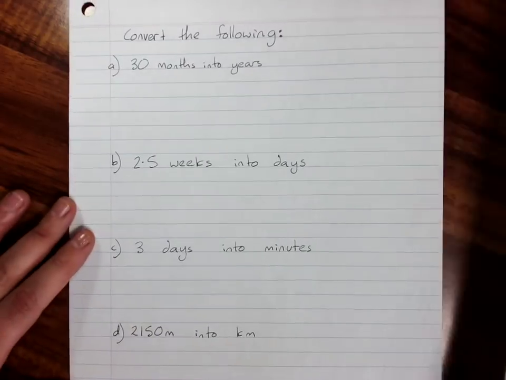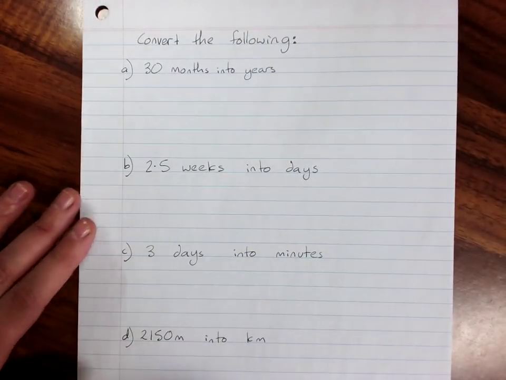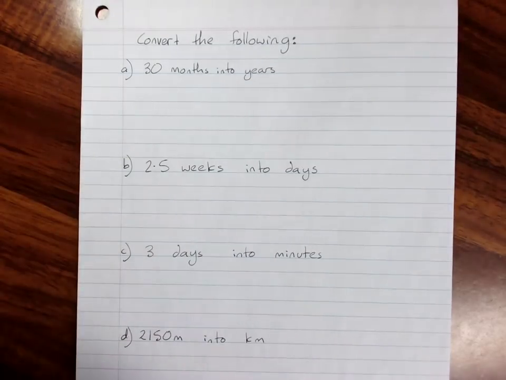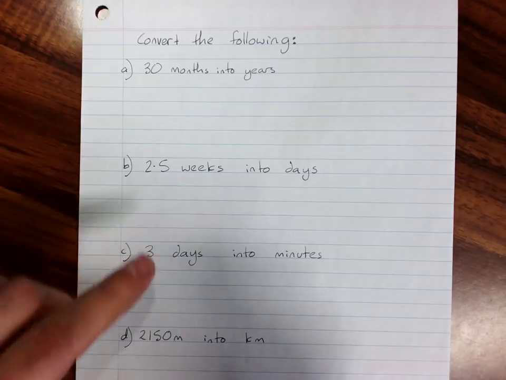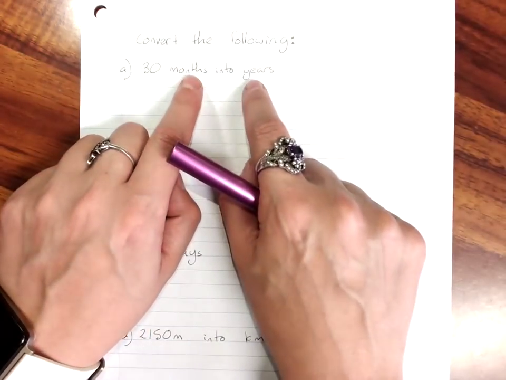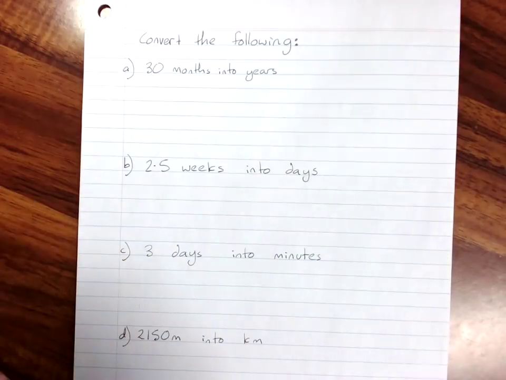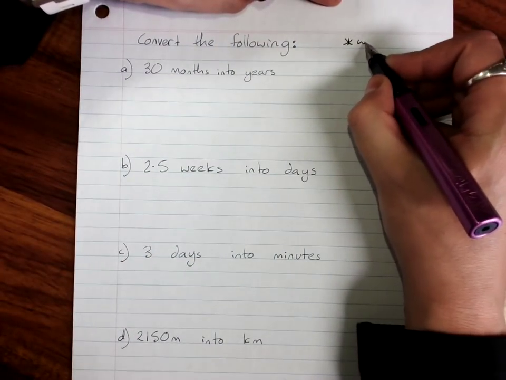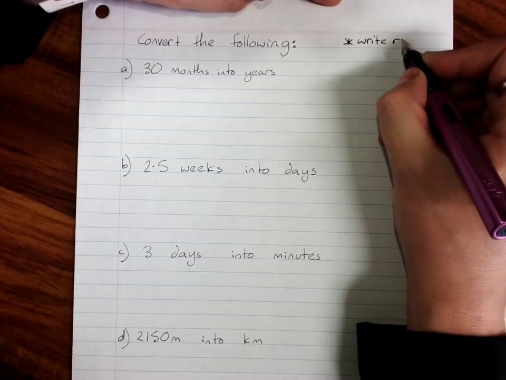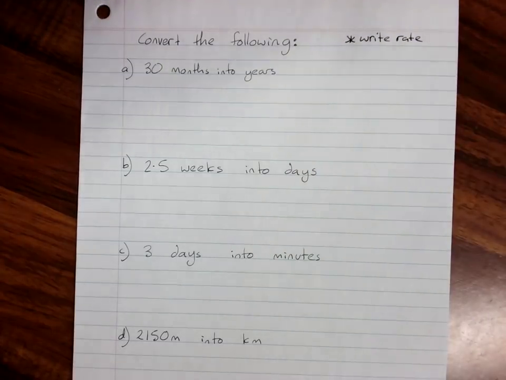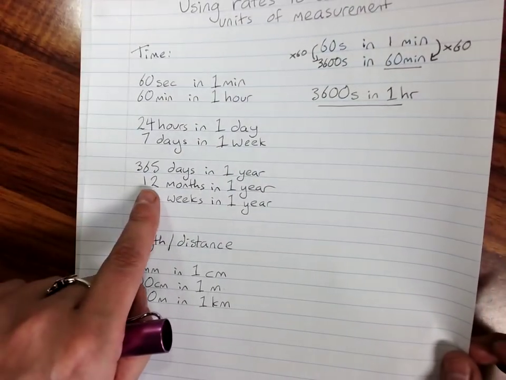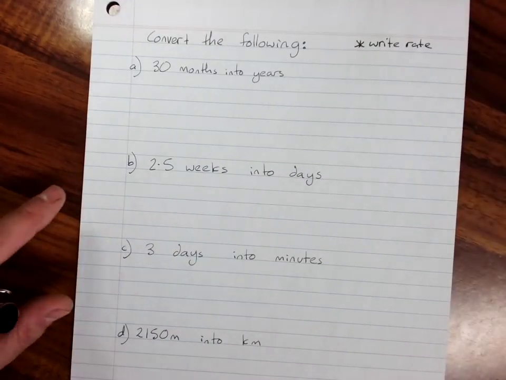So yes, let's use these to convert the following. 30 months into years. Now, for every single one of these questions, you're going to write the rate that relates these to time periods or time units. So, write the rate, and I want to find the one that relates months and years. 12 months in 1 year.